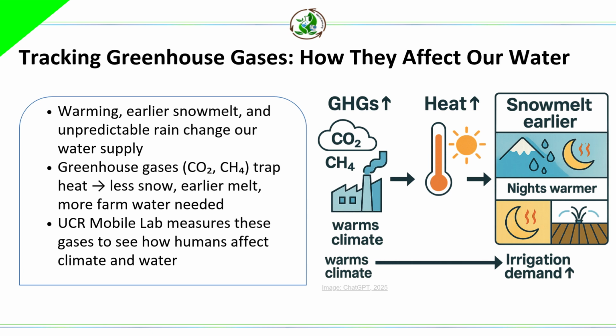Warming, earlier snowmelt, and unpredictable rain all change the water supply. Greenhouse gases like carbon dioxide, CO2, and methane, CH4, trap heat in the atmosphere. This leads to less snow, earlier snowmelt, and more water needed for farms during hot months. At UCR, the mobile lab measures these gases to study how human activities are affecting both climate and water. By tracking greenhouse gases, scientists can better predict changes in water availability and plan for sustainable water management.